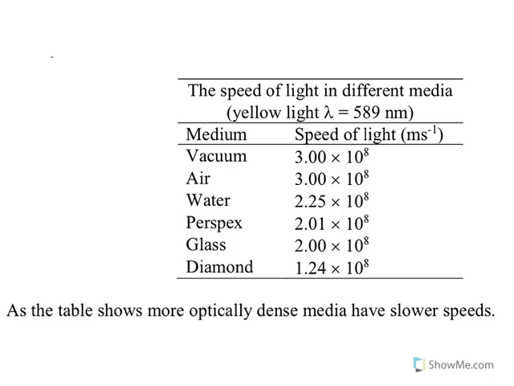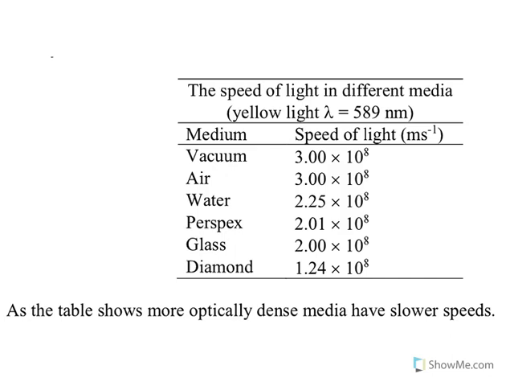So something like diamond, we know refraction in diamond is quite a lot. You can see that the speed of light is significantly slower at 1.24 by 10 to the 8 metres per second, compared to a vacuum, which is 3.00 by 10 to the 8 metres per second.